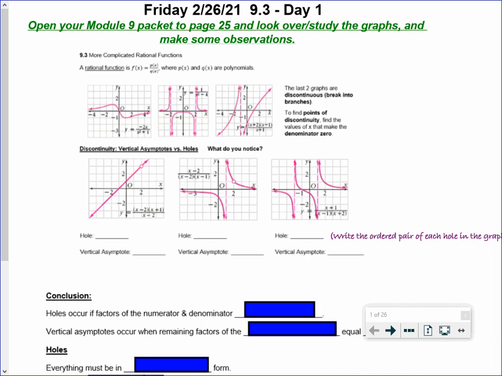How's it going, guys? Today in this video, we're going to be going over Module 9.3, Day 1. In this module, we're going to be talking about more complex versions of rational functions.